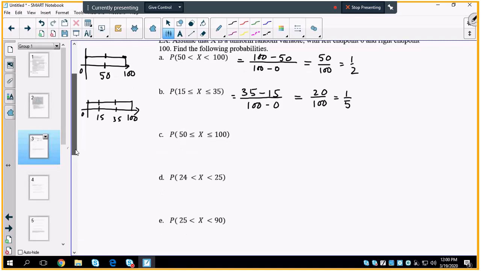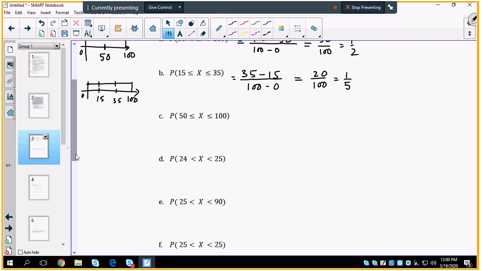Probability that the uniform random variable is between 50 and 100. This time you have the equality. So what is it going to be? Well, I'm not going to change anything. It is just like problem A, the first one. It will still say that this is 100 minus 50 over 100 minus 0. So that's 50 over 100, and that is equal to 1/2.